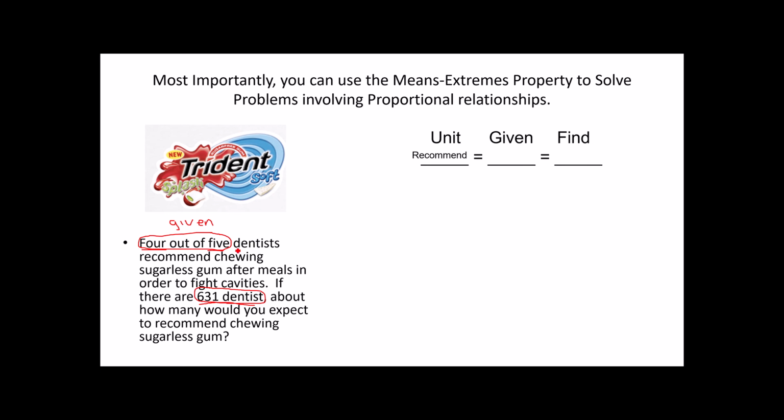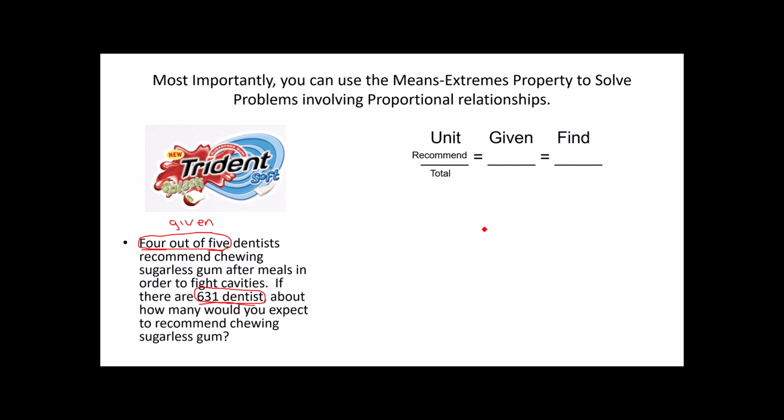The other thing I realize is since it used the expression out of, I know that this is a recommendation out of a total number of dentists. Now, most teachers do not require you to write this ratio. However, I find it very helpful because when I get over here, I'm going to have to make sure that the number that recommends stays on top and the total number of dentists stays on bottom.